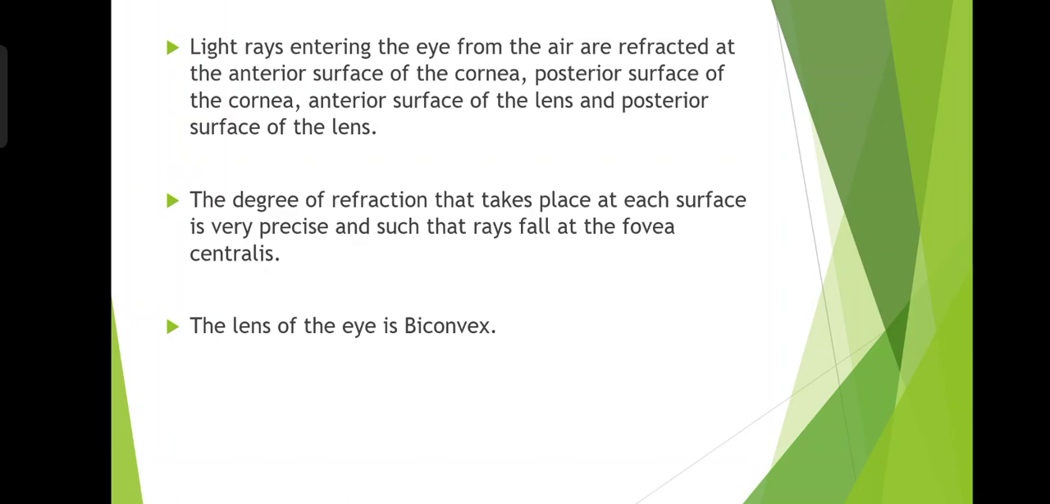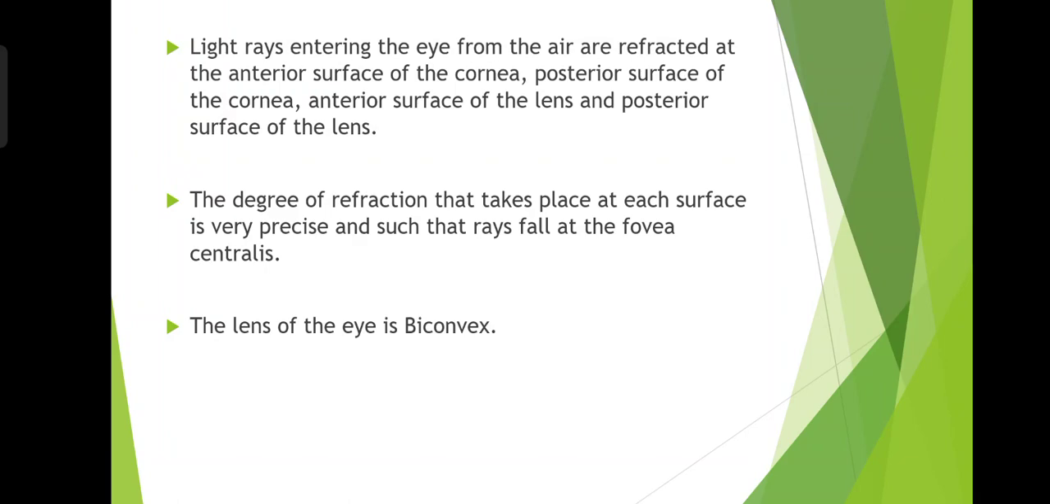The light rays entering the eye from the air are refracted at the anterior surface of the cornea, then they reach the posterior surface of the cornea, then the anterior surface of the lens, and at last the posterior surface of the lens. The degree of refraction that takes place at each surface is very precise, such that the rays fall at the fovea centralis.